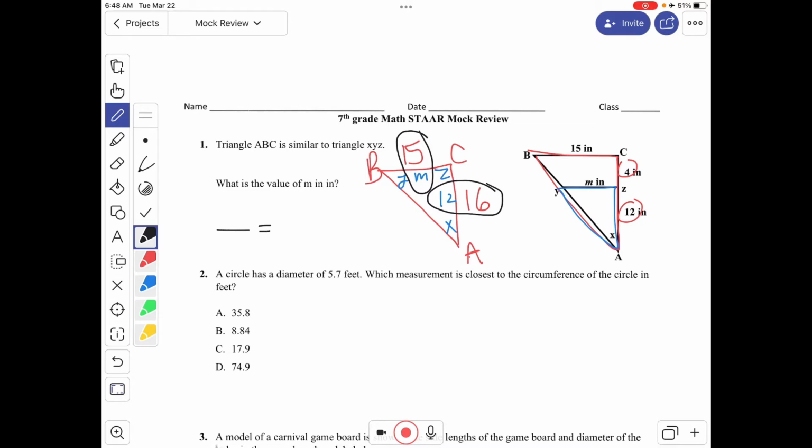A proportion is two fractions equal to each other. So we're going to put the little triangle on top and the big triangle numbers on bottom. For this first one, the big triangle number is 15 and the little triangle number was M. For the other one, the big triangle is 16 and the little triangle is 12. And then you'd need to solve the proportion.